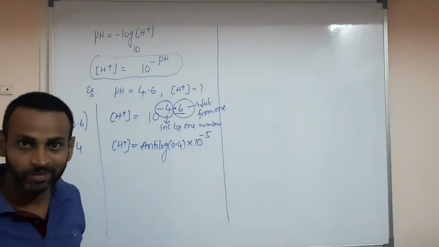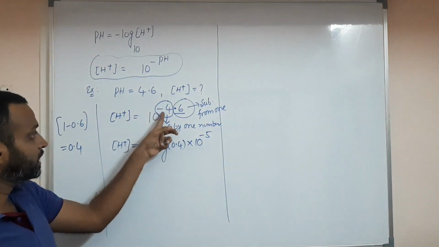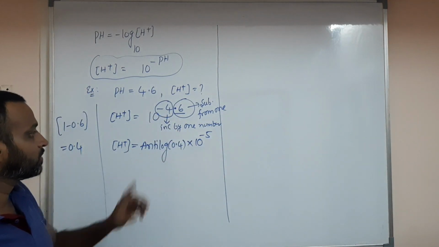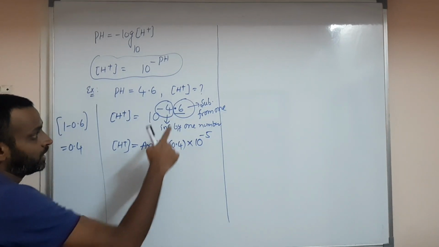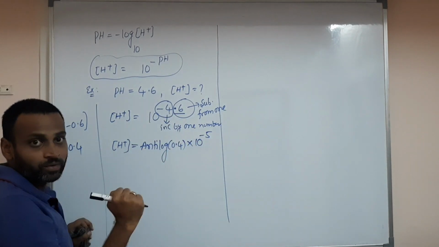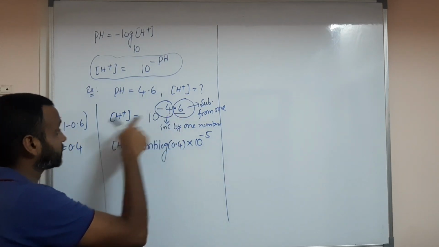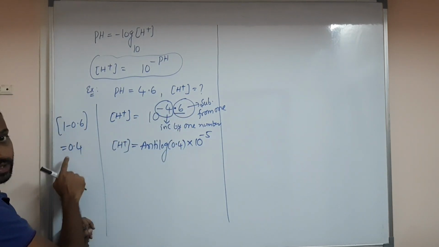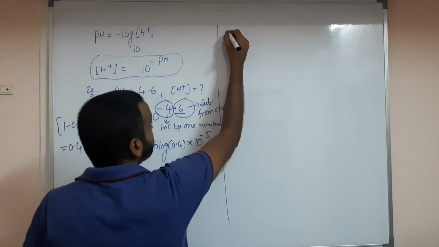So very clear? What to do? This minus 4, just take the next number. Anti-log of 0.4, how will you get it? Minus 4, next number, 10 power minus 5. For 0.6, what you have to do? Subtract this 0.6 from 1. So 1 minus 0.6 is 0.4. So you know these values.